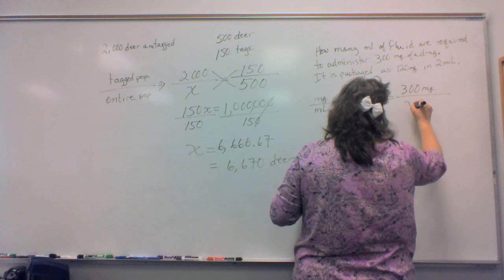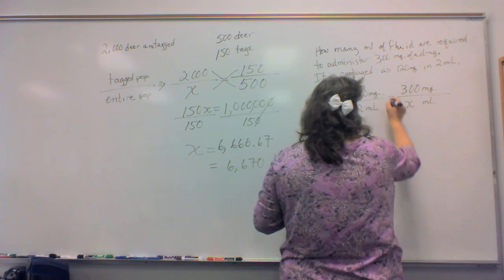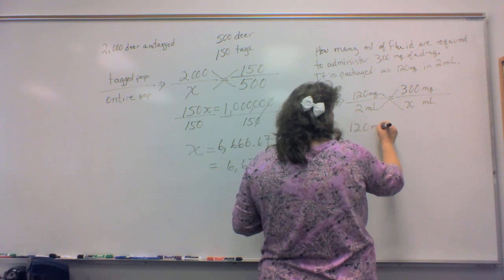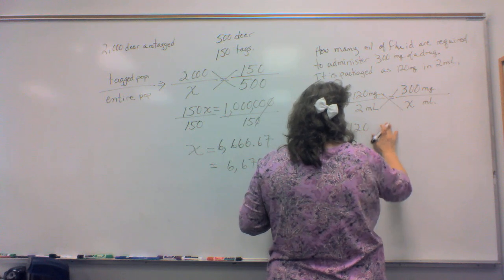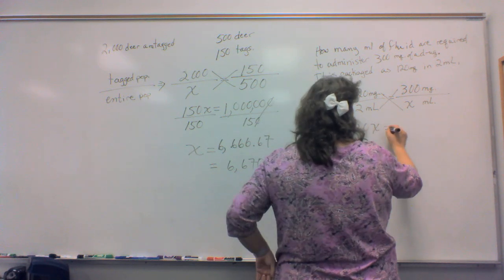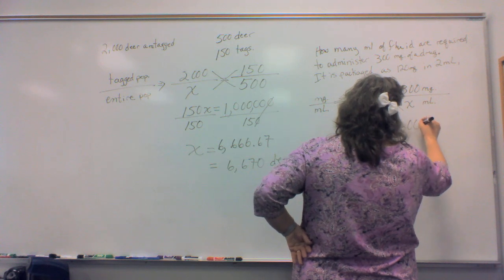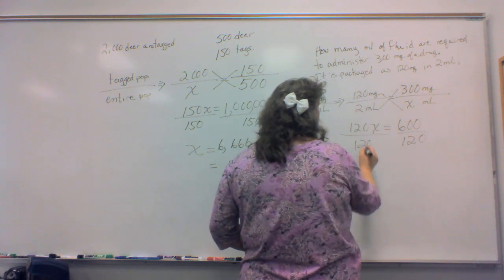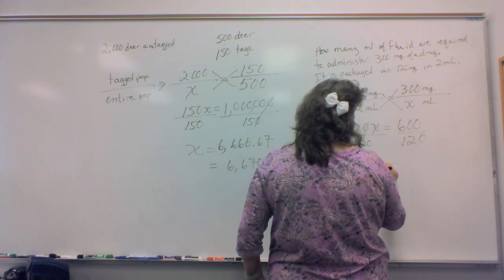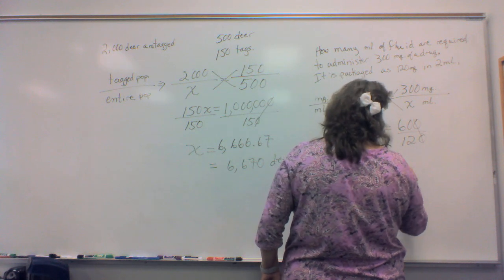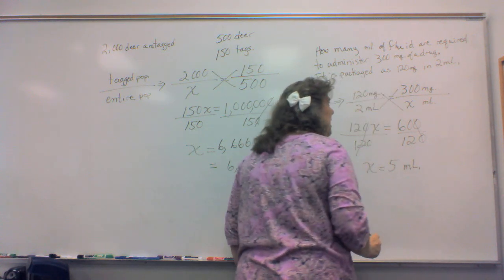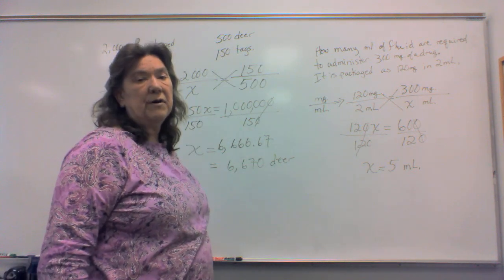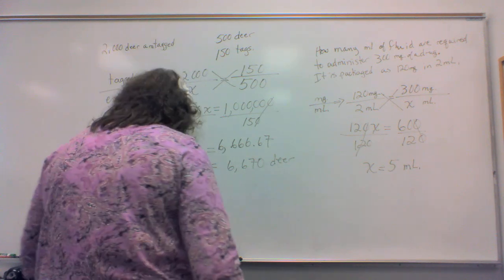And how many milliliters? Okay, again, cross products, 120 times x is equal to 2 times 300, which is 600. Divide by 120 on both sides, and we end up with x is equal to 5 milliliters. So we're going to have to administer 5 milliliters of the drug to get 300 milligrams.